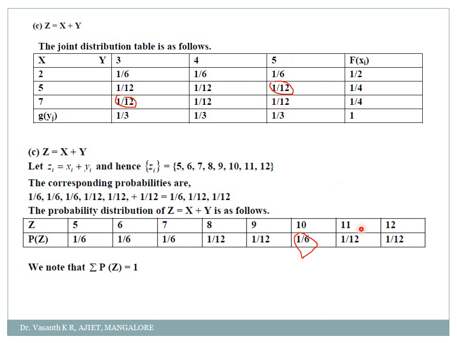Next to add, 7 plus 3 is how much? Again 10. So 1 by 12 plus 1 by 12 will give me 1 by 6. Then 7 plus 4 is 11. 11 is appearing only once, so its probability is 1 by 12. Then 7 plus 5 is again 12. Its probability is 1 by 12. If you want, you can add all the probabilities over here. I'll get the total probability as 1. That is probability of x plus y.